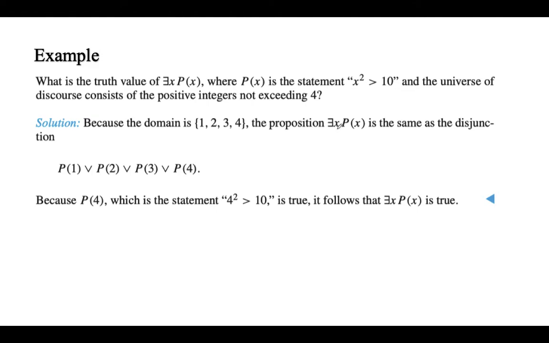If we have this domain and we check this statement, the proposition "there exists x, P of x" is the same as the disjunction. Any of these being true is enough. So which one is true? P of 4 is true because the square of 4 is greater than 10. Because P of 4 is true, it follows that "there exists x, P of x" is true.